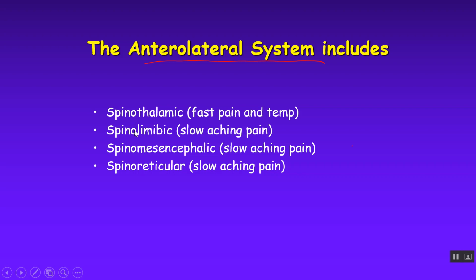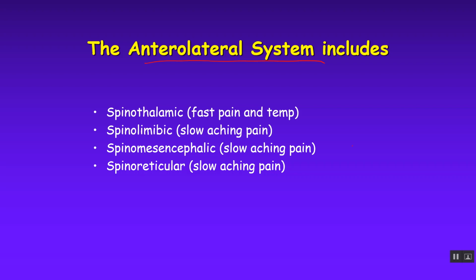Spinolimbic, it's going somewhere to my limbic system. It's not going to go to the thalamus. Well, this one does actually go to the thalamus and then to the limbic system, which is associated with your emotional responses to pain, okay?